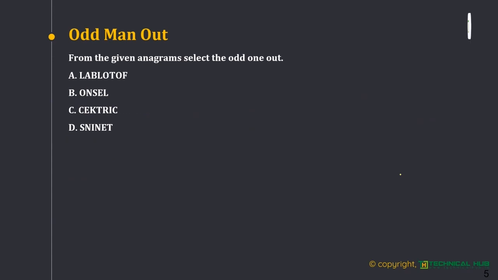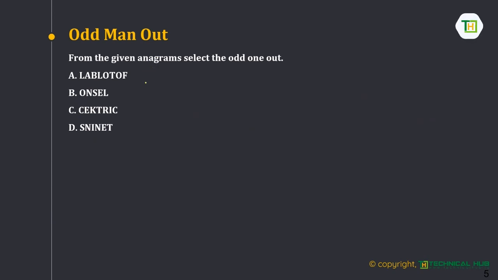Next one, odd man out. From the given anagrams or options, select the odd one out. First of all, what is the odd one out? Odd one out means I have to find the one which is different among the 4 options. Out of 4 options, 3 follow a particular pattern, whereas the fourth one is completely different from the remaining. Let's see what is the pattern followed by these options.